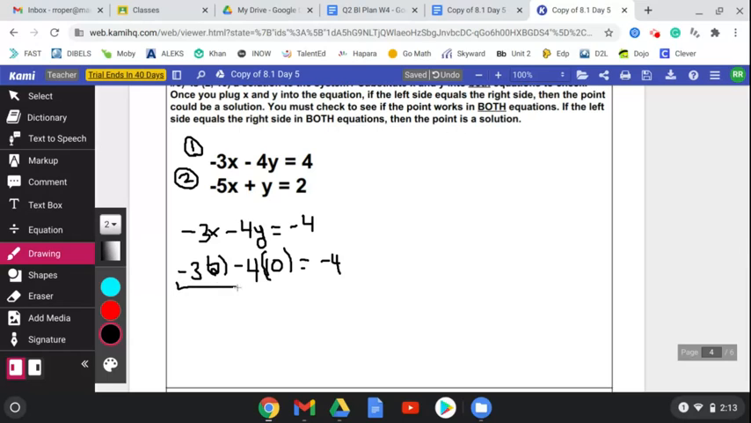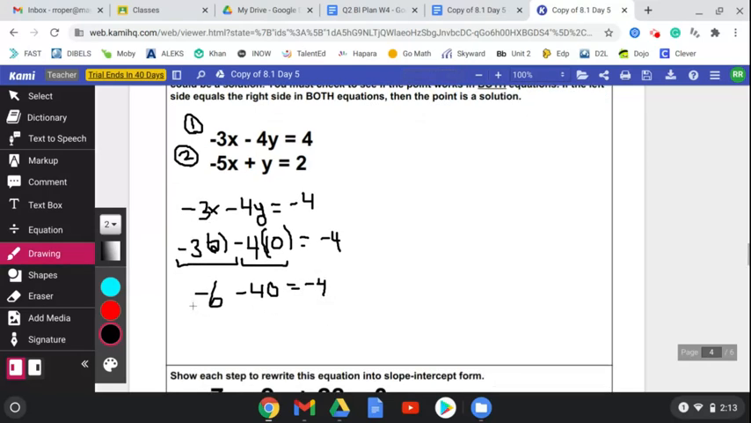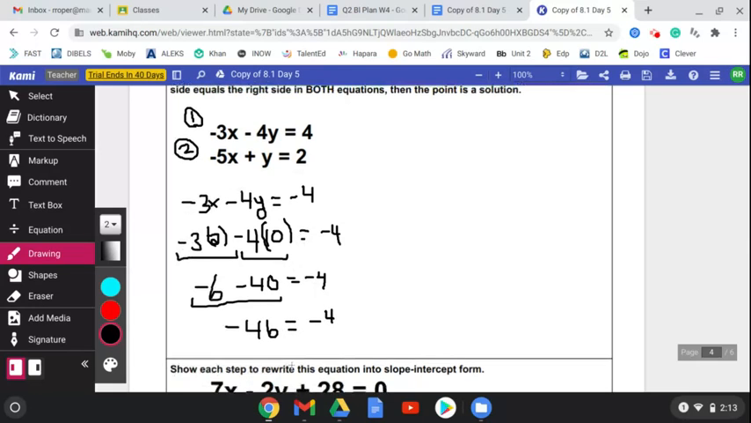Okay, what's this part right here? Negative 3 times 2, that's negative 6. What's negative 4 times 10? That's negative 40, right? Negative 40 equal to negative 4. Negative 40 minus 6, same signs add, keep the sign, that's negative 46 equal to negative 4. Is this true? Does negative 46 ever equal negative 4?